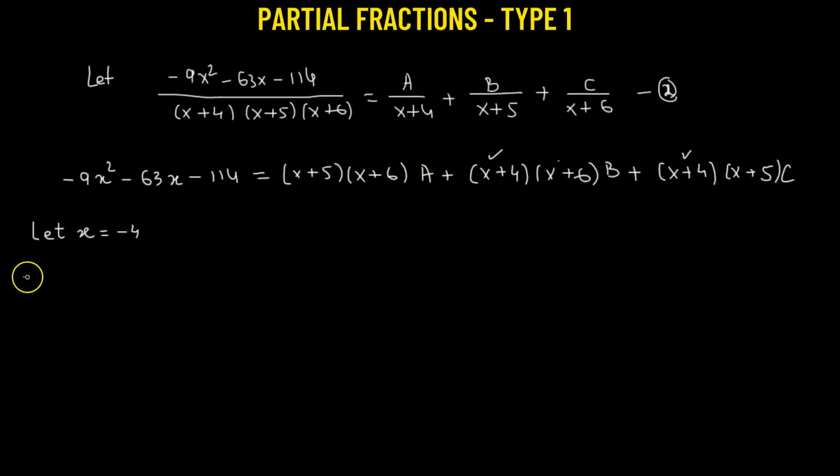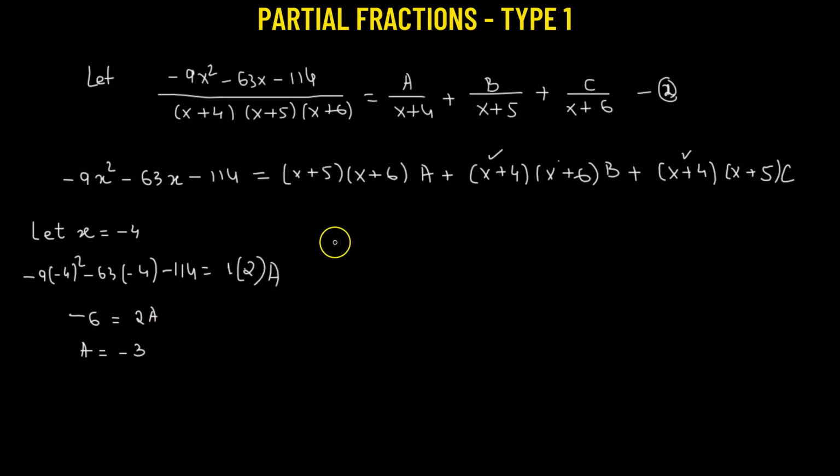So let's do that. So we have -9 multiplied to (-4) squared minus 63 times -4 minus 114. So this will be equal to, we'll plug in x equals -4 into the first term. So -4 plus 5, so that's +1, multiplied to -4 plus 6, so that's +2, times a. On the right hand side we have -6, and on the left hand side we have 2a. So a value is going to be equal to -3.